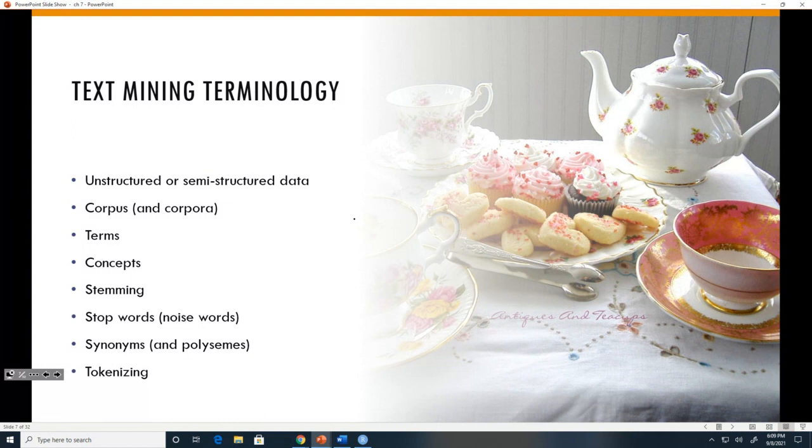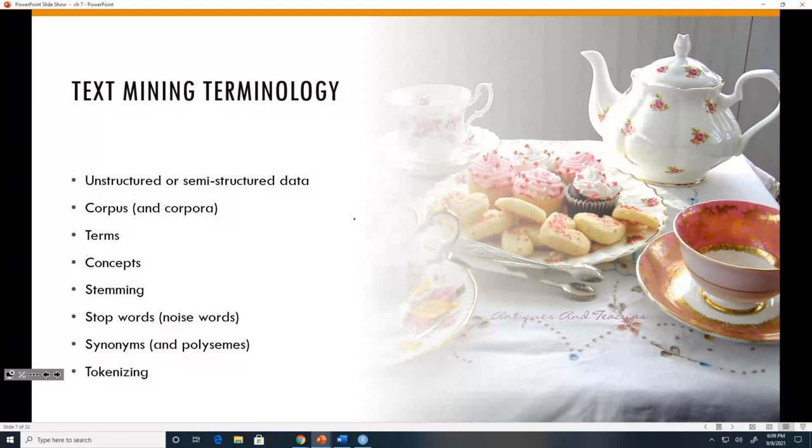Synonyms have the same meaning in text mining as they do in English, and are words that are different but mean the same thing, like film and movie. Polysemes, also known as homonyms, are words that are spelled the same but have a different meaning, like bow for the front of a boat, bow for shooting arrows, or a bow to tie on a present.